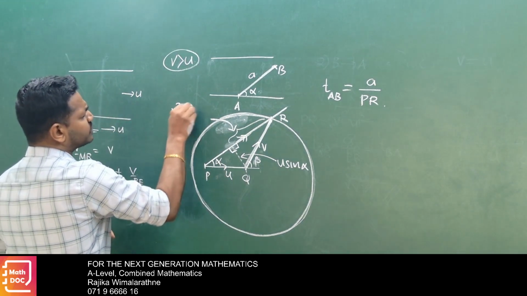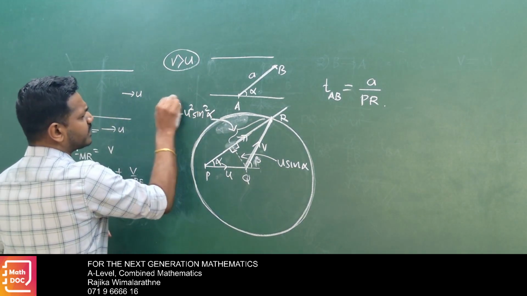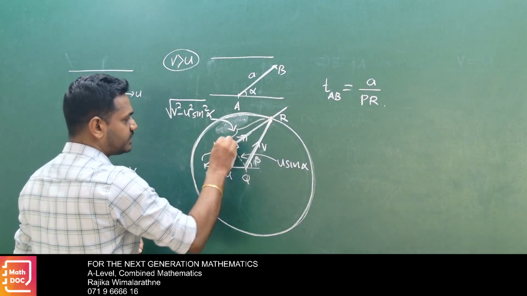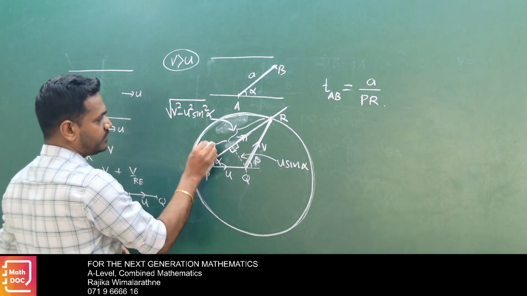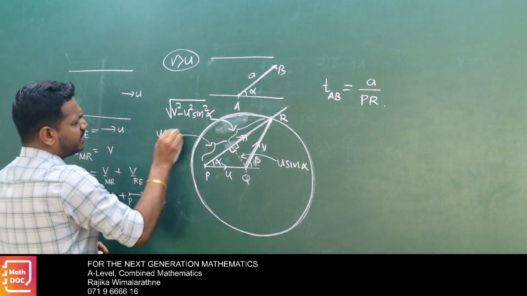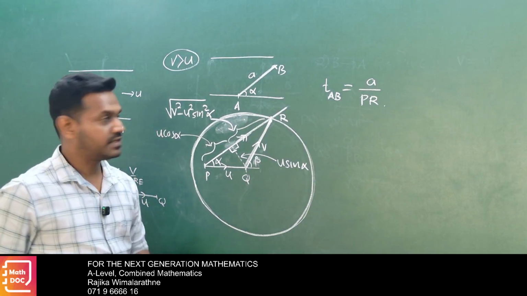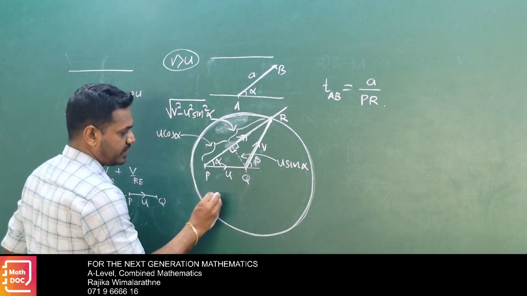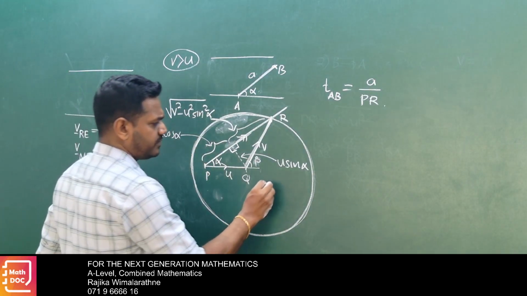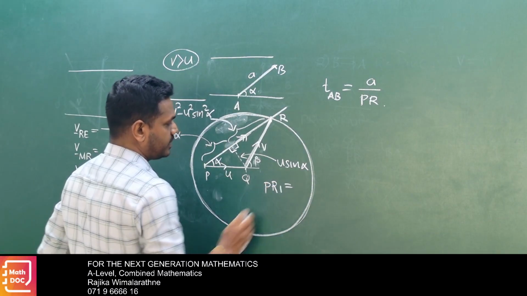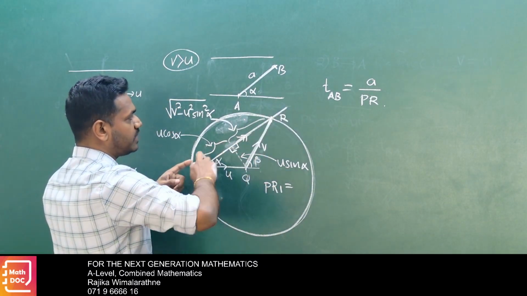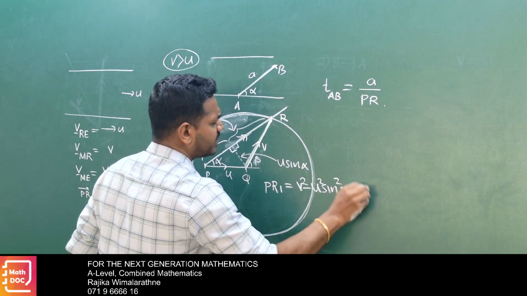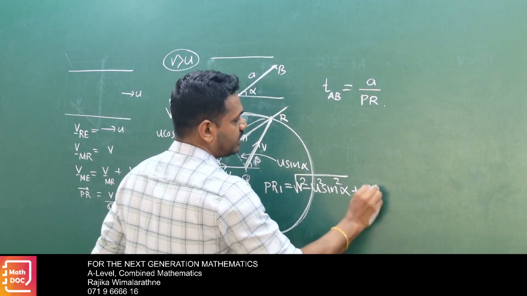V square minus U squared sin square alpha, root, no? Here apply the Pythagorean theorem for this: V square minus U square sin square alpha. And for this one, here U cos alpha, no? Resolve. Here, the best method. Now anyway, PR, addition of that. Then you can write PR1: U cos alpha plus root of V square minus U square sin squared alpha. That is, root of V squared minus U squared sin squared alpha plus U cos alpha.